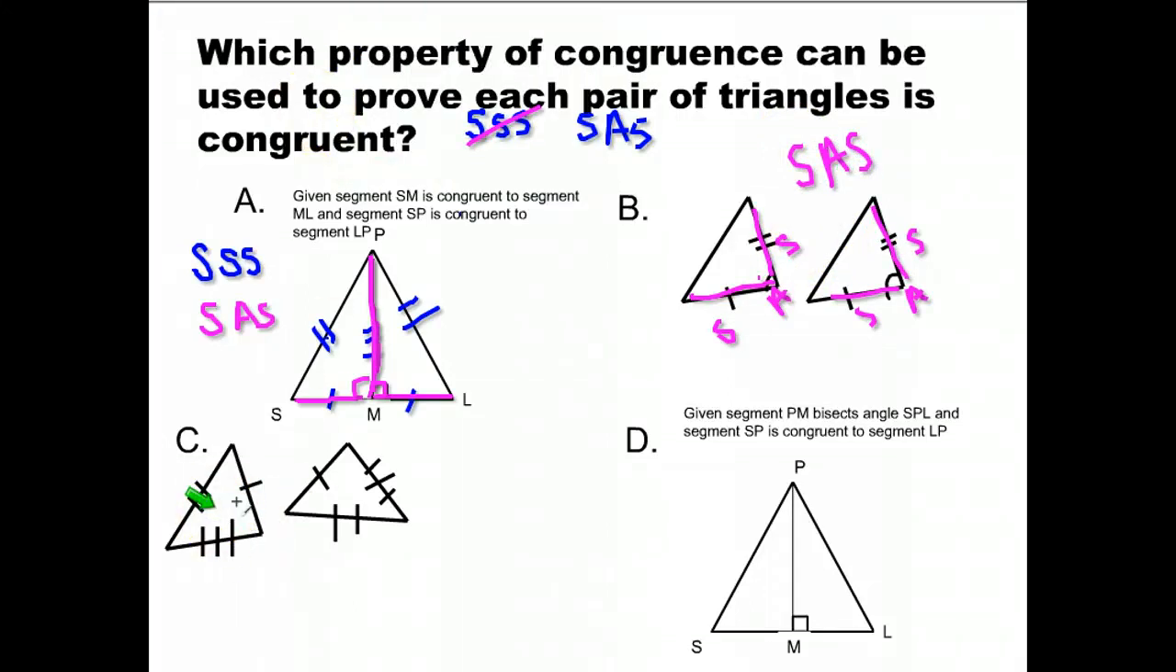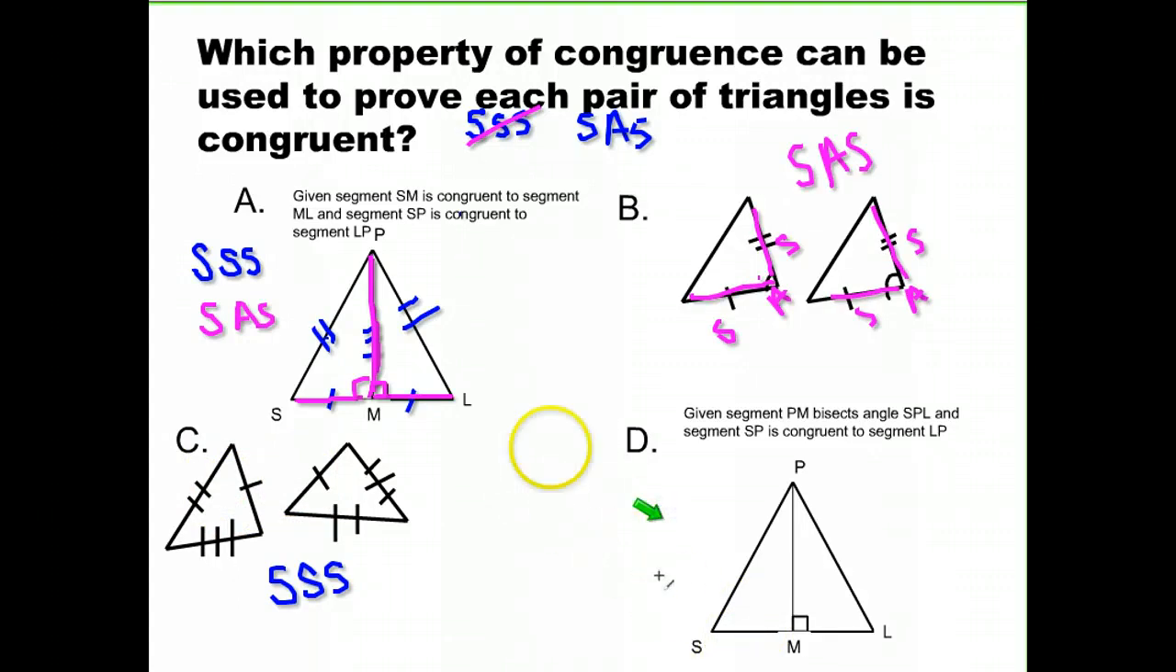Here's our next figure. What do we have in this figure? We have 3 sides of this triangle congruent to 3 sides of this triangle. Well, right there we have SSS. None of the angles were marked at all, so we can't even really try side, angle, side, because we have no angle knowledge.